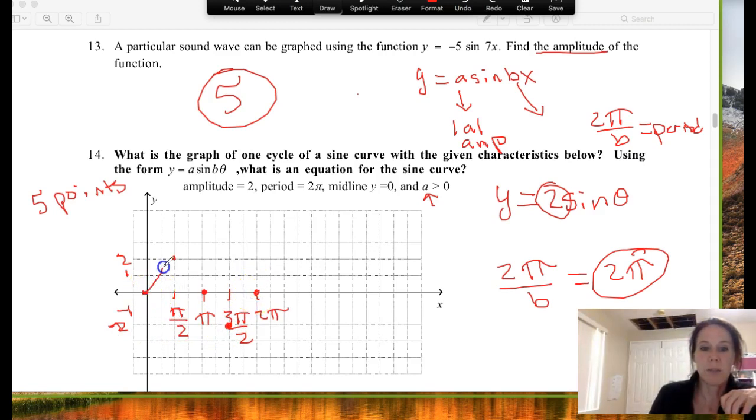And I just graph my sine curve. Remember, your sine curve starts at 0 and ends at 0, and your cosine curve starts at 1 and ends at 1. All right, and there you have it.